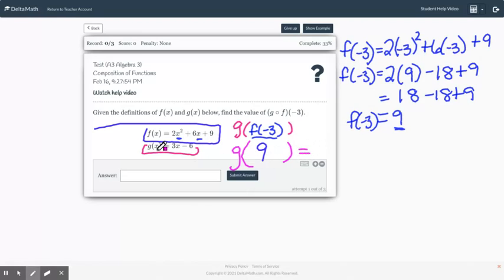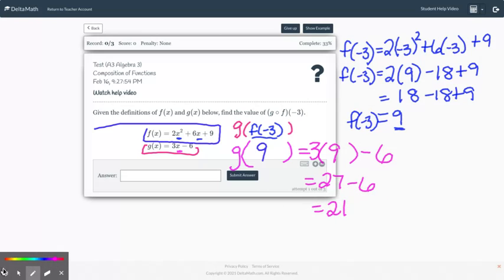Well, to find g of 9, I go to the g function, and I'm going to replace the x with a 9. So I start by copying the g function, but instead of x, I put parentheses. And then what goes inside the parentheses? The 9. So 3 times 9 is 27, minus 6. 27 minus 6 is 21. So check.